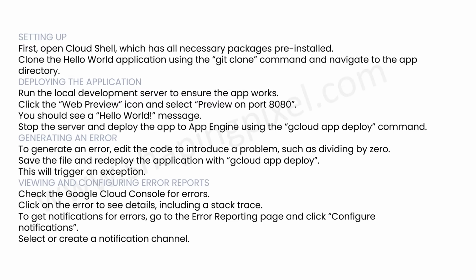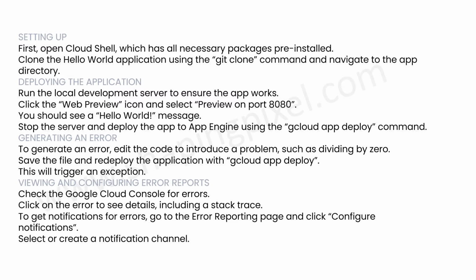To generate an error, edit the code to introduce a problem such as dividing by 0. Save the file and redeploy the application with gcloud app deploy. This will trigger an exception. Check the Google Cloud Console for errors. Click on the error to see details, including a stack trace.